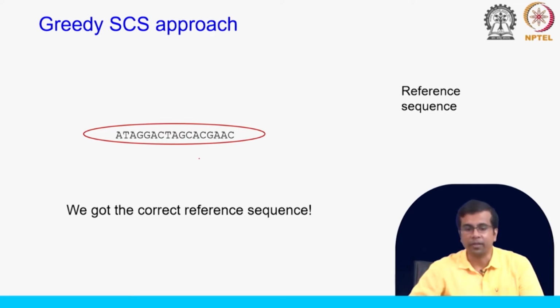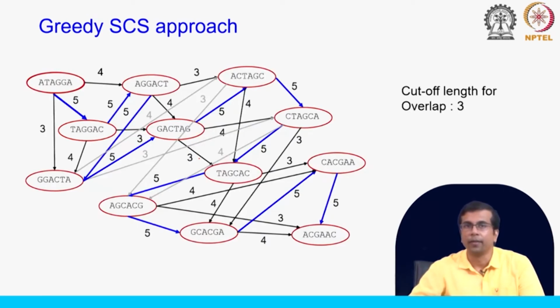So, this means this greedy approach actually can give us a solution. In this example, this is the correct solution, but the question is, would it give us the correct solution always? For that we will take a few more examples, and we will try to understand whether the greedy SCS approach is giving us the correct solution or not.